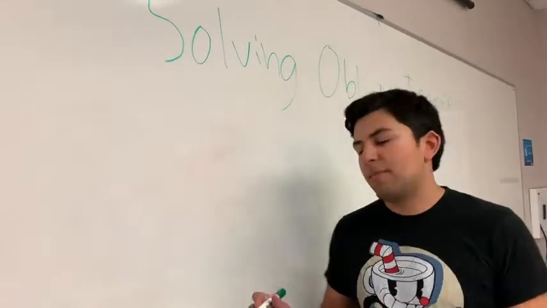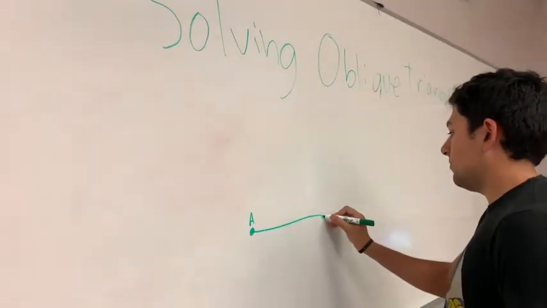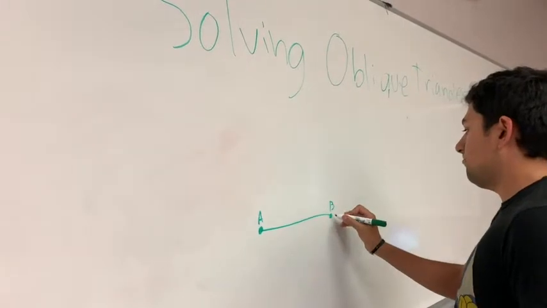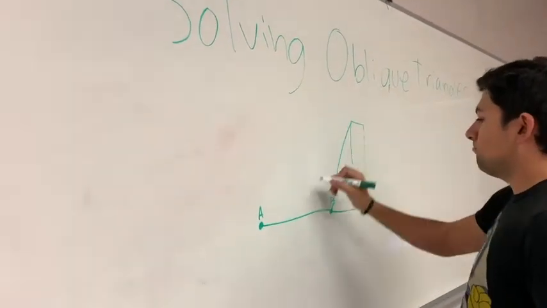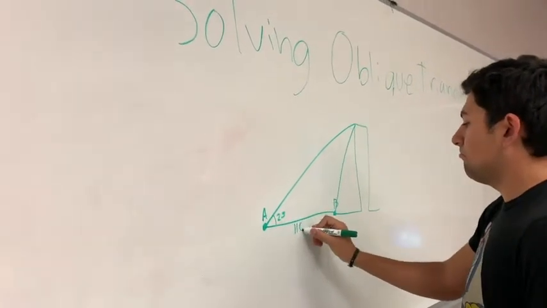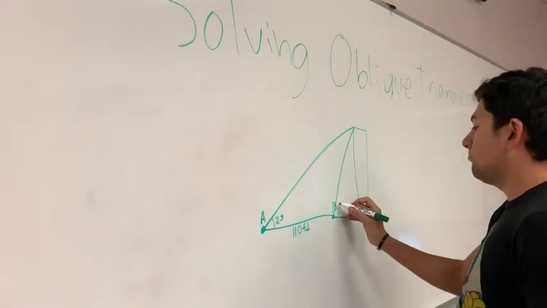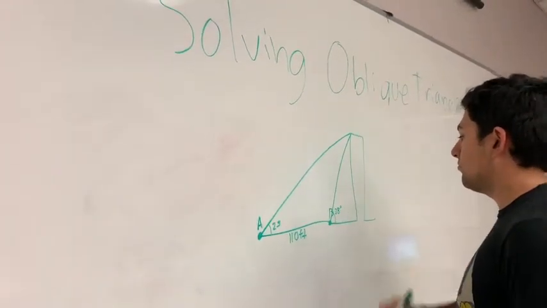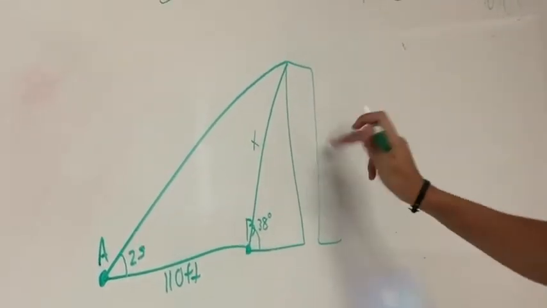This is the problem. A person is located at point A on the ground, observes the angle of elevation to the top of the water tower to be 25 degrees. He then walks 110 feet towards the tower to point B and measures the angle of elevation to be 38 degrees. Points A and B are on the same side of the tower. What is the distance from point B to the top of the tower and the height of the tower?